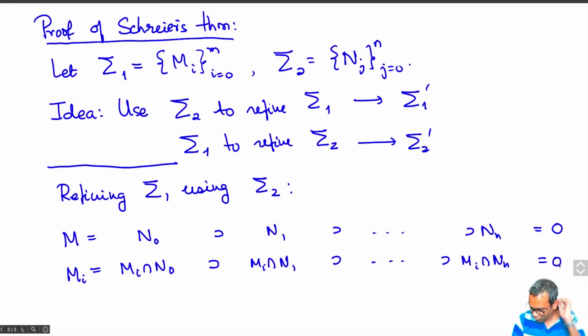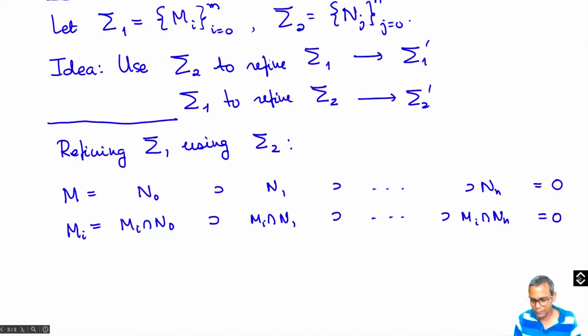But this is not what I want. I don't want to refine this way. I want to refine sigma 1, which is the M's. So I don't want to end up at 0 here. I want to end up at M_{i+1}. So what I'll do is I'll add M_{i+1} to each of these things.